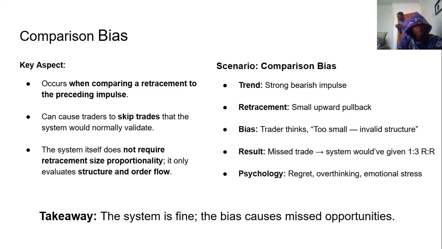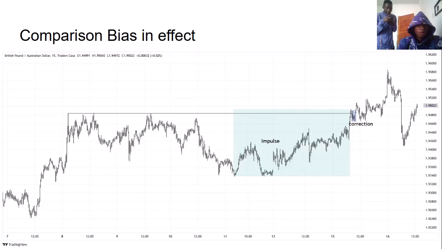Price comes back, get that tap in, push even lower, guys, and the system would have given a 1 2 3 R. Psychologically, this would lead us to regret things, overthink it, and lead to emotional stress. The key takeaway here is that the system is fine, but the bias can cause missed opportunities. So yeah, this is comparison bias in effect.